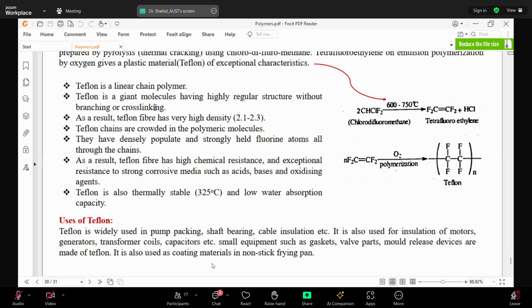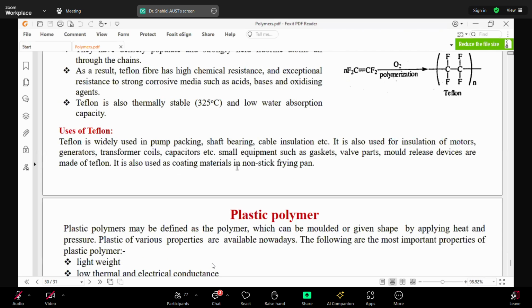So in the structure of Teflon, many fluorine atoms are attached all through the chain. As a result, Teflon has high chemical resistance and exceptional resistance to strong corrosive media such as acid, base, and oxidizing agents, as many fluorine atoms are present in this structure. Teflon is also thermally stable up to 325 degrees centigrade and has low water absorption capacity. It's thermally stable.